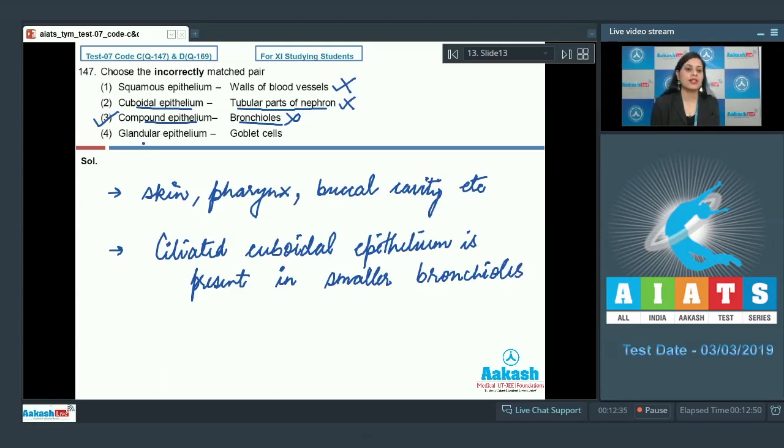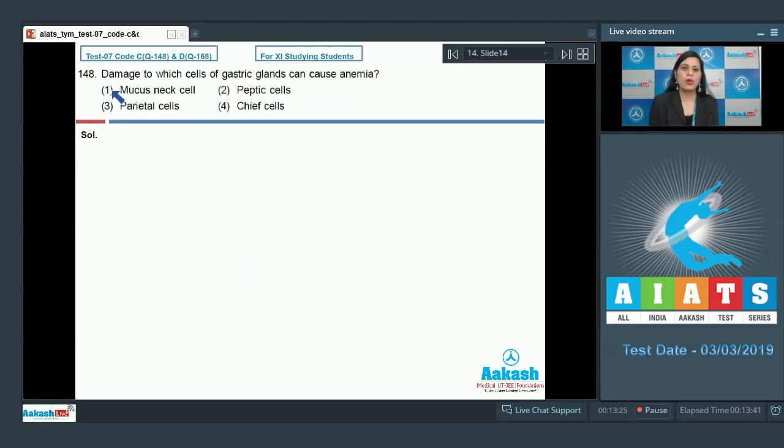The last match given is glandular epithelium and the match is goblet cells, and as it is a correct match, so this cannot be a correct answer to our question because goblet cells are present in glandular epithelium. So the correct answer to this question is option number 3. Let's discuss our next question. Question number 148. Damage to which cells of gastric glands can cause anemia? And the options are mucous neck cell, peptic cells, parietal cells and chief cells, and the correct answer to this question is option number 3, parietal cells.